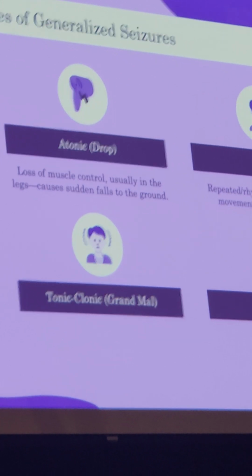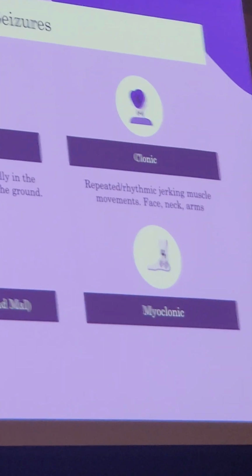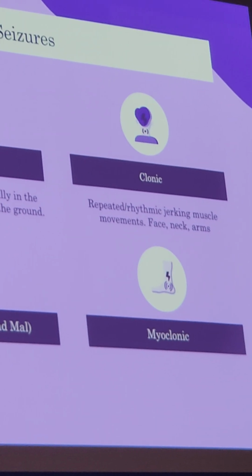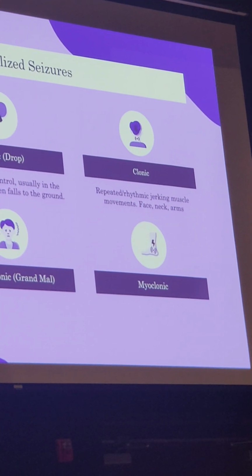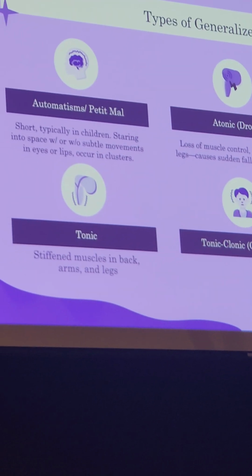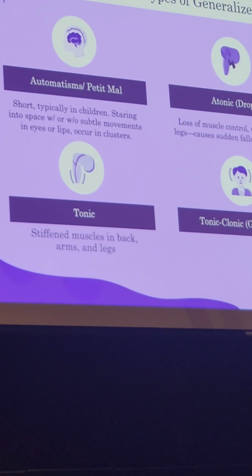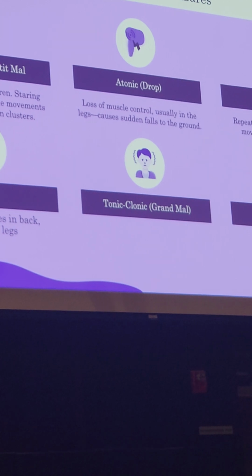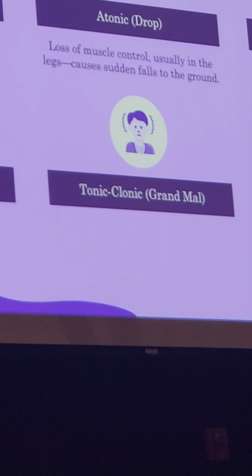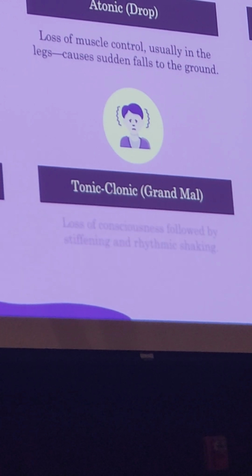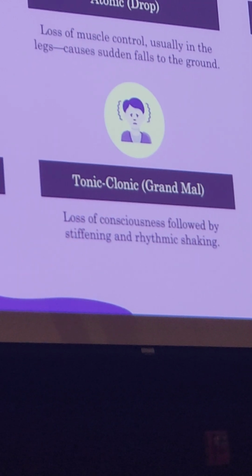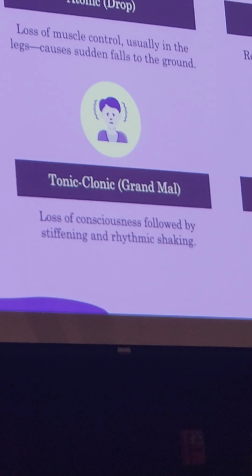Clonic seizures are characterized by repeated and rhythmic jerking movements in the muscles, while tonic seizures, on the other hand, are caused by stiffening of the muscles. And tonic-clonic seizures are the ones that you usually see on hospital dramas. It's basically somebody loses consciousness, and then they go into a tonic stage where their muscles stiffen, and then a clonic stage where their muscles start jerking.